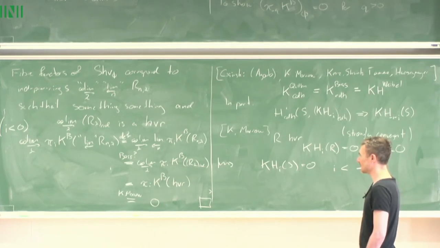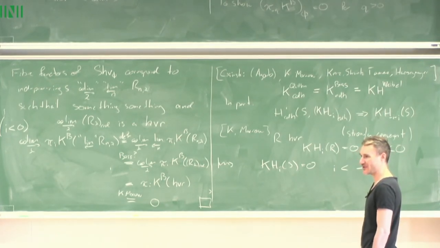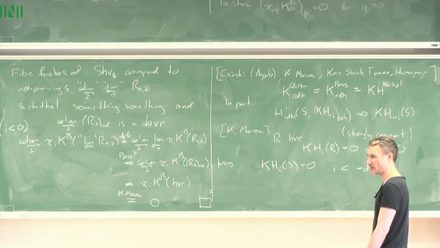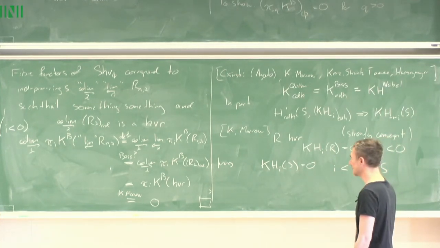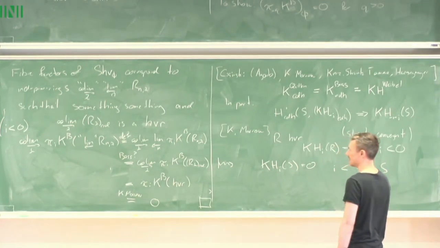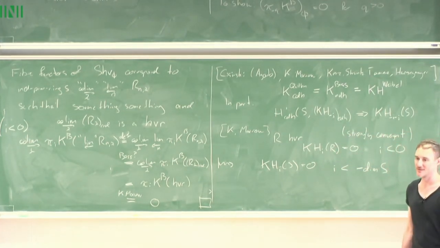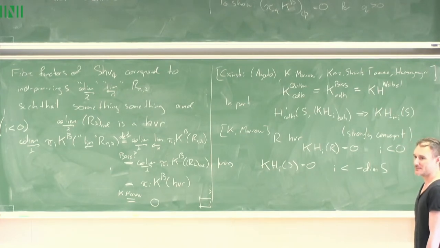Something I've learned in this project is that you have to be very, very careful about where the limits and the colimits are, because you can very easily accidentally swap them and then prove the Riemann hypothesis. Yeah, okay.